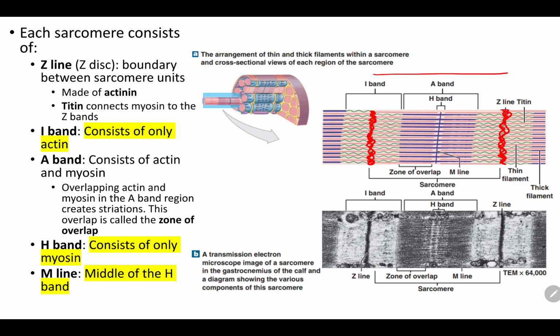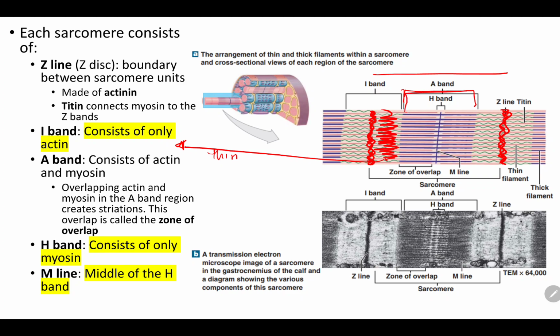Okay, then inside the sarcomere, you have this I band that I'm drawing in right here, right? The I band only consists of actin. That's the thin filament. Okay, you have this A band right here, right? And that's going to consist of both thin and thick filament.